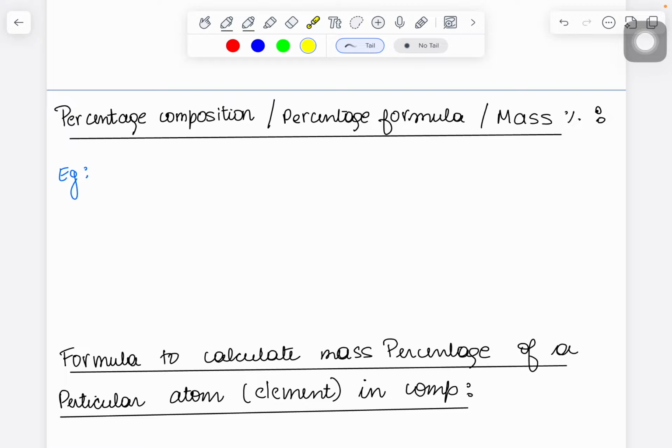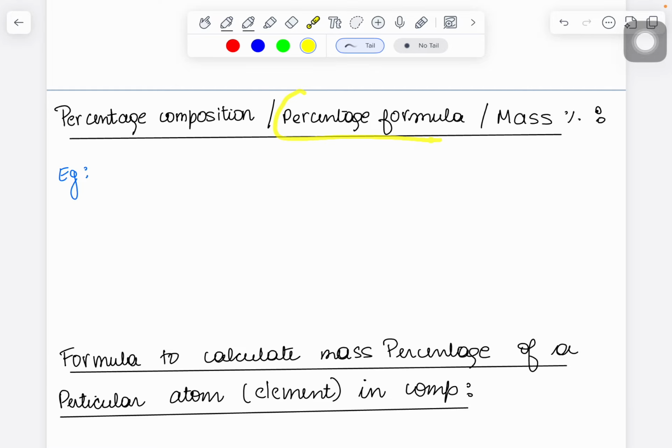We were dealing with the chapter Some Basic Concepts of Chemistry. Today we will learn about a topic called percentage composition, also called percentage formula, or mass percentage. So let's begin with understanding the meaning of percentage composition, percentage formula, or mass percentage.